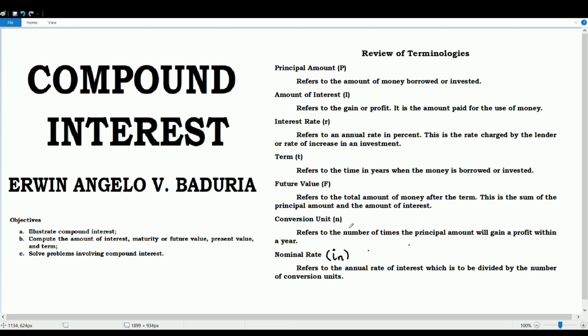Conversion unit, denoted by lowercase letter n, refers to the number of times the principal amount will gain a profit within a year, while the last one is the nominal rate, denoted by I subscript n, which refers to the annual rate of interest which is divided by the number of conversion units.